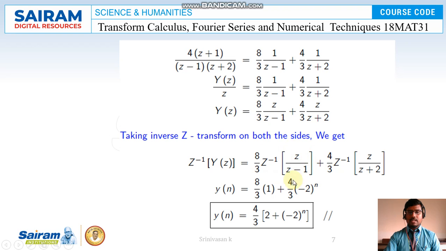So in this term a value is 1, that means a power n, so 1 power n is 1, and in this term it is minus 2 power n. So the final answer is 4 by 3 into 2 plus minus 2 power n. This is our required equation.